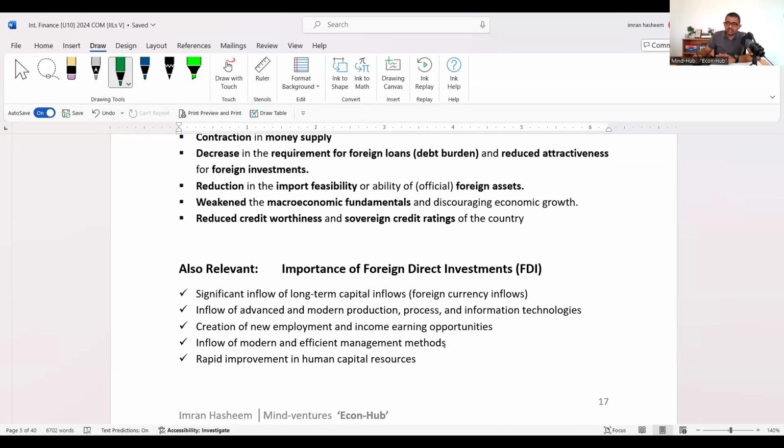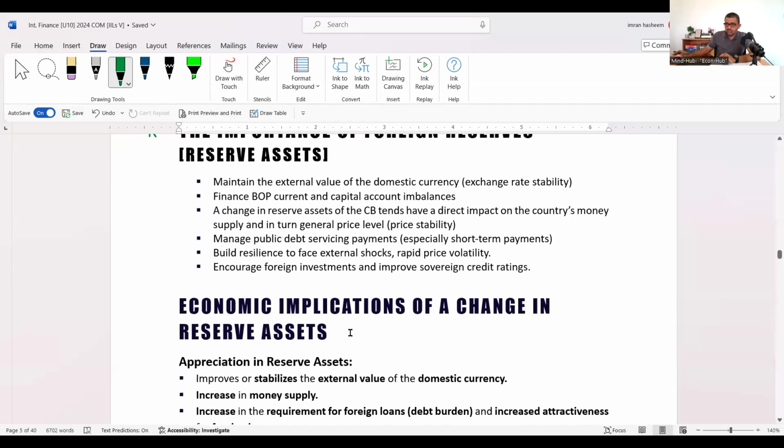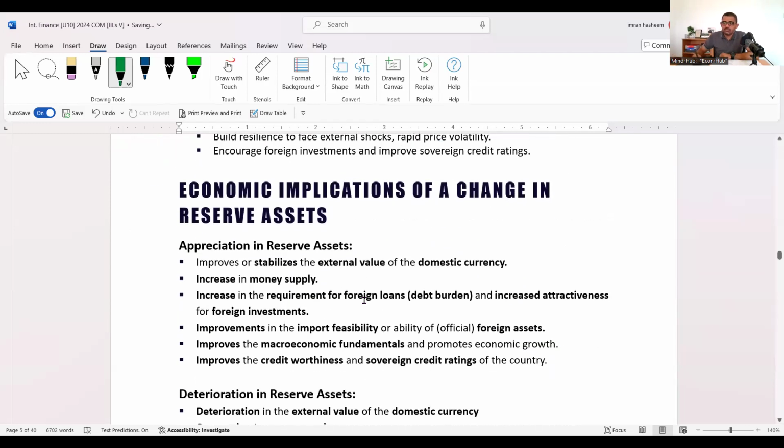A bit connected because one of the ways we get foreign reserves into the country is through direct investments. That's why I've talked about it here. Right. So what I want you guys to do is go through this, right? Okay. Go through the importance or the points I've given for the importance of reserve assets as step 3. Okay. Step 1 here. Okay. Step 1.